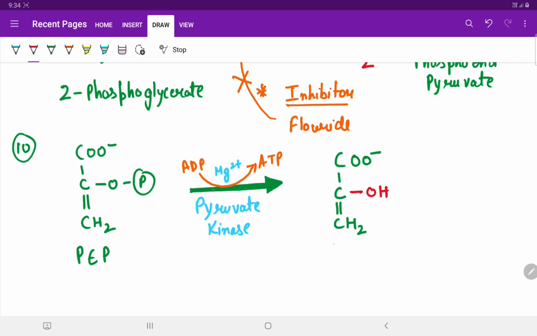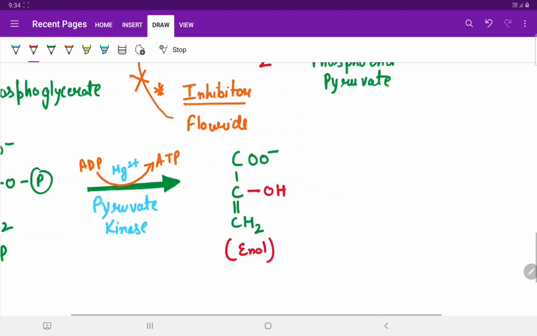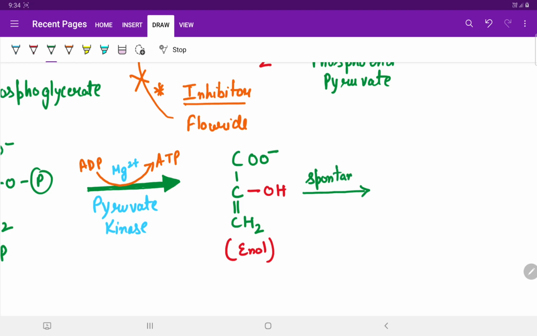So here is the enol form of pyruvate and it is spontaneously converted into its keto form. So this is accompanied by spontaneous conversion to its keto form. So this is the keto form, the final form of pyruvate.